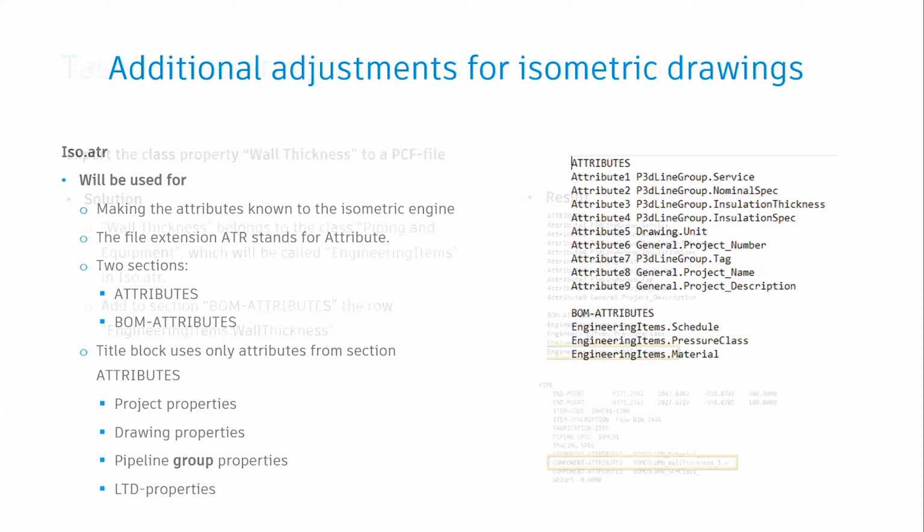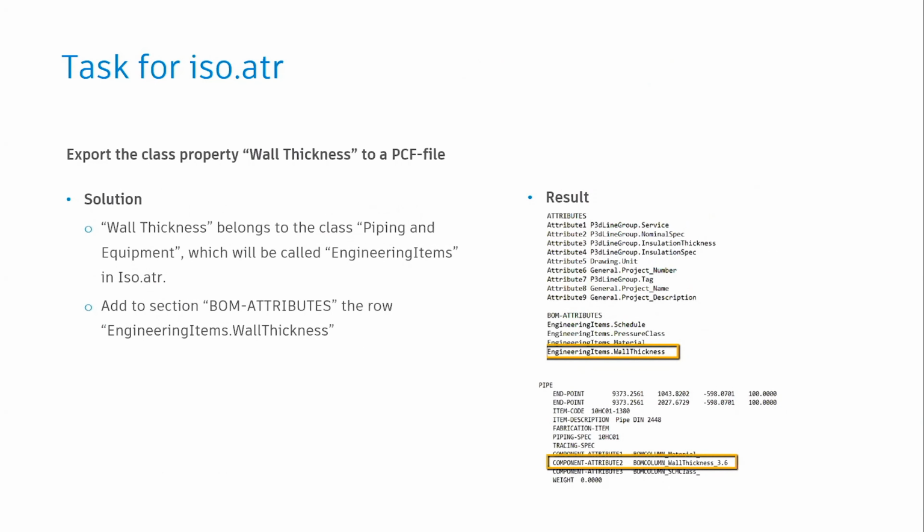Let us execute another task. Exporting specific class properties to a PCF file. A PCF file will be used for data exchange with different applications. By default, several class properties like material or pressure class are already saved in a PCF file. Now the task is to add other properties to a PCF file. In this case, we will add the property wall thickness to the PCF file.